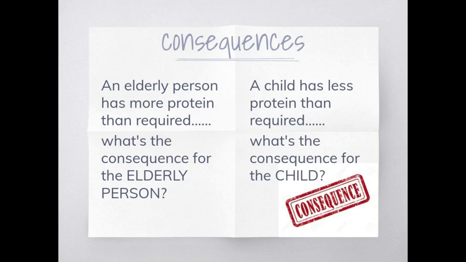So the consequences will be specifically linked to, in this case, an elderly person and a child. So an elderly person has more protein than required. What's the consequence for that elderly person? And a child has less protein than required. What's the consequence for that child? So just now what I want you to do is to pause the video. I want you to have a think about that yourself first. What do you think the consequence is going to be for each of these people?